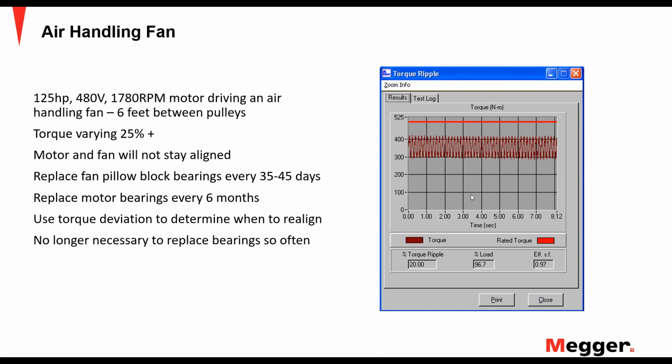And the fan and the motor would not stay aligned. And so they were having to replace the fan pillar block bearings every 35 to 45 days. They were having to replace motor bearings every 6 months. So what they ended up doing was basically using the torque ripple, or the instantaneous torque, to determine when to realign. So when they would go out and take data, if the torque ripple was more than that 25%, then they would go in and realign the motor and the fan. And so they weren't having to replace bearings so often. Very simple use of it.